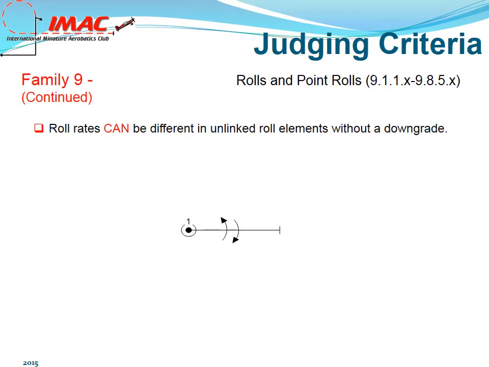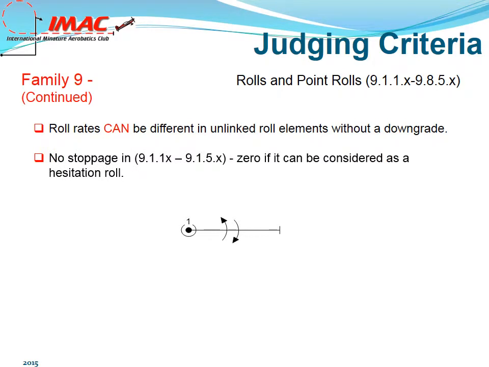Roll rates can be different in unlinked roll elements without a downgrade. Take a look at the example below. The second aileron roll rate does not have to match the first aileron roll rate. No stoppage in 9.1.1 to 9.1.5. 0 if it can be considered as a hesitation roll.